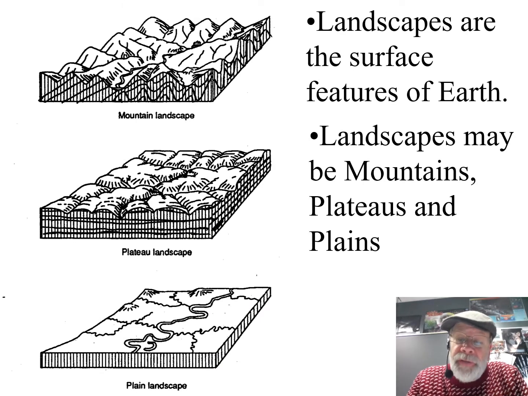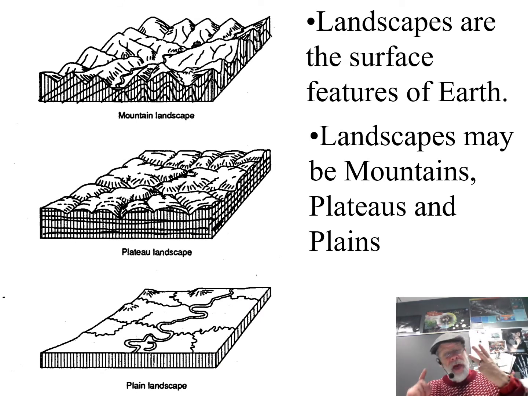So landscapes are the surface features of the earth. There may be three kinds of landscapes, and this is really easy. If you look at these pictures, you kind of get the whole idea.